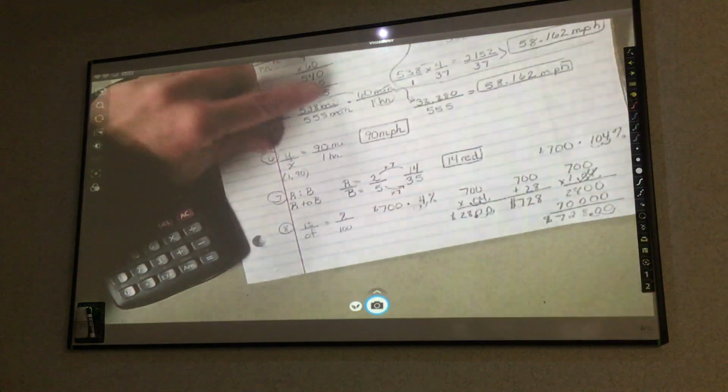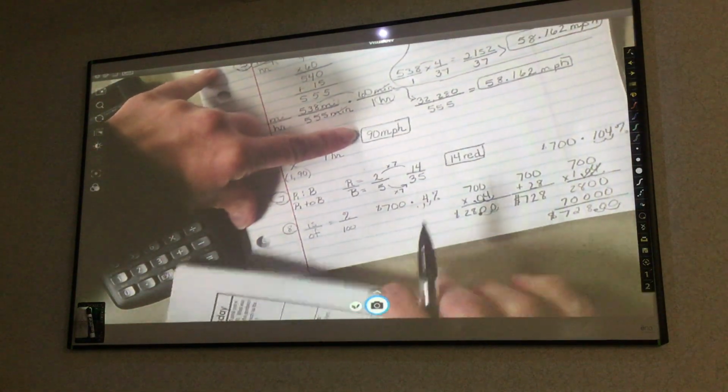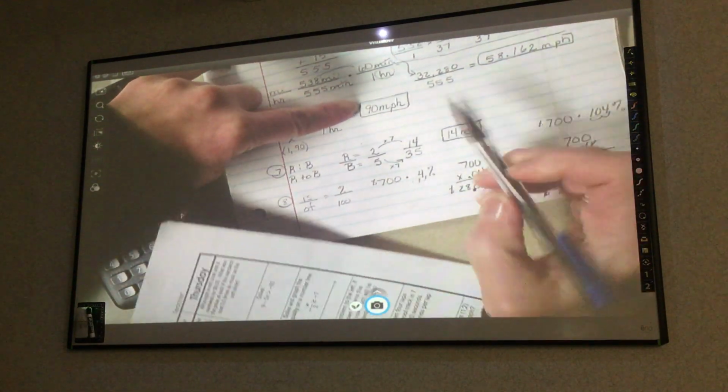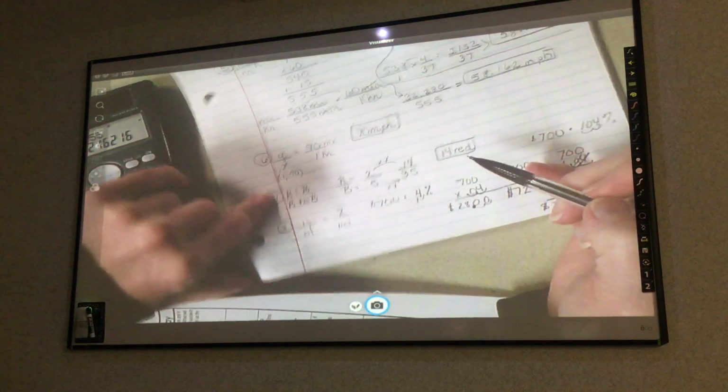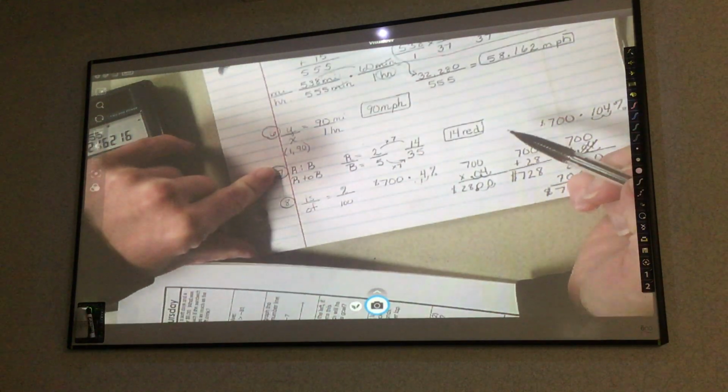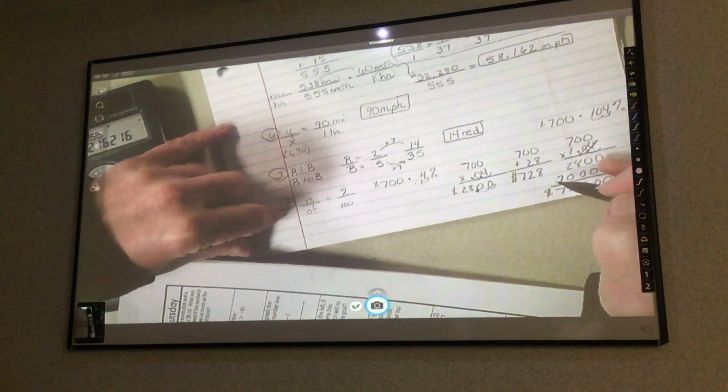All right, let's go back to 6. How many of you got 6 correct? That was 90 miles per hour. How many of you got 7 correct, which would be 14 red? How many of you got 8 correct, which was $728?